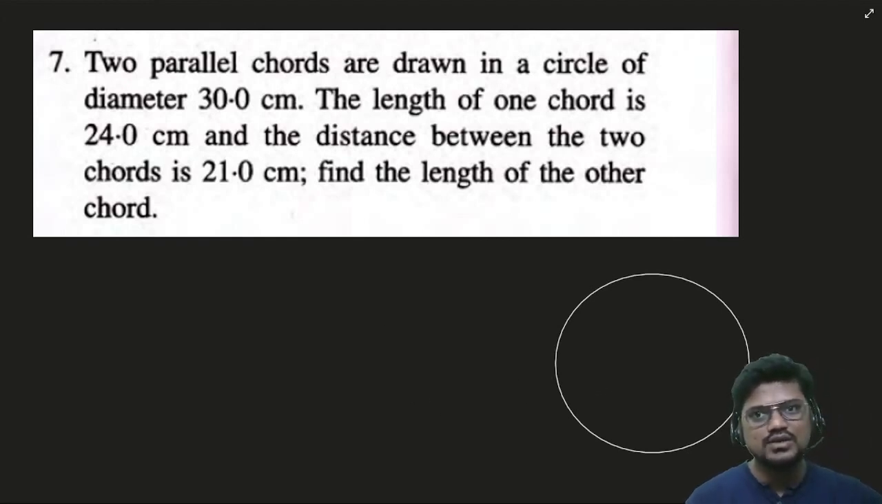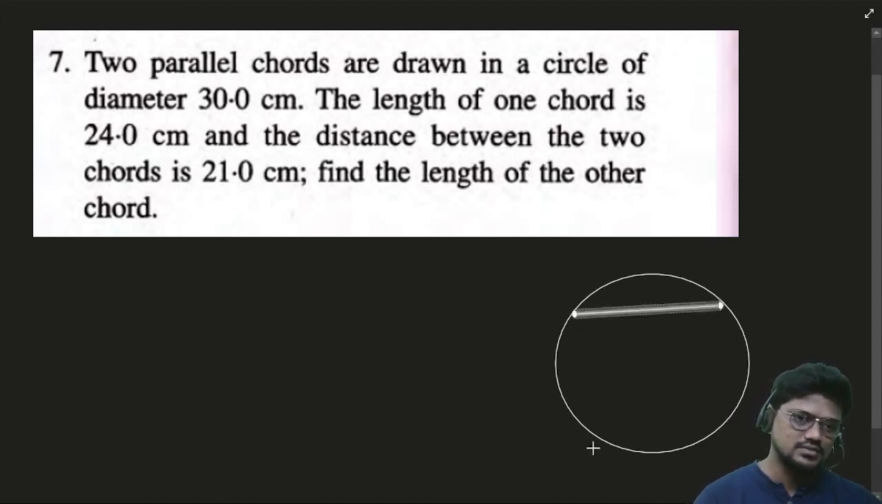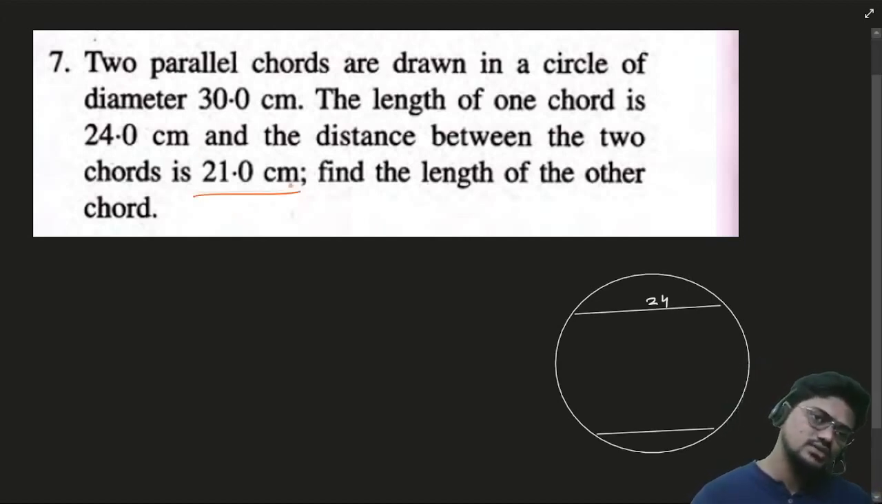But currently I don't know whether they are on the opposite sides of the center or on the same side of the center. I will just consider they are on the opposite sides of the center. I'm just considering; still, I am not sure which one is right. The length of one chord is 24 and the distance between the two chords is 21. Now, since the distance between the two chords is 21, tell me whether the two chords are on the opposite sides or on the same side of the center.